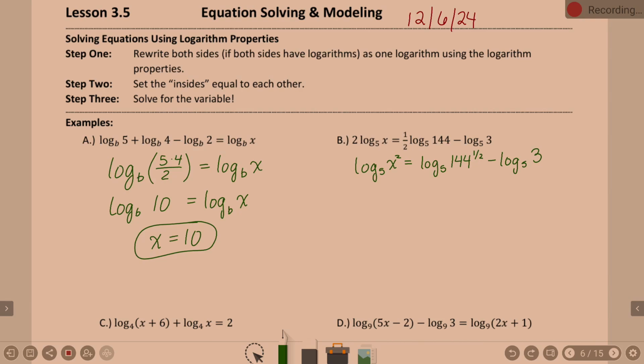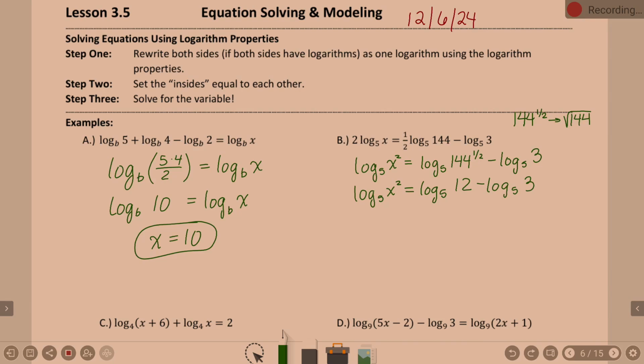I was waiting for someone to tell me. 144 to the 1/2 is equivalent to the square root of 144, correct? So now I have log base 5 of x squared is equal to log base 5 of, what is the square root of 144? 12, minus log base 5 of 3.